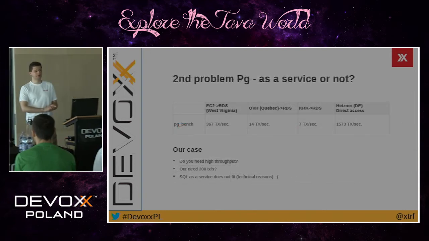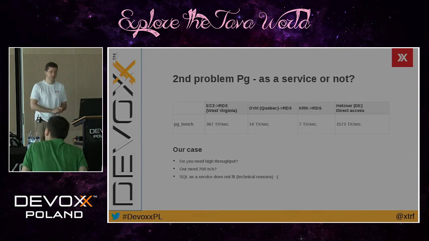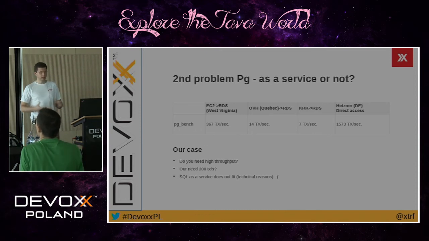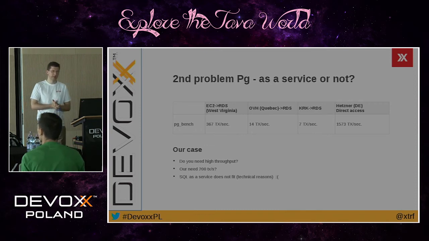Second problem, SQL as a service. Let's say PostgreSQL as a service. We started with Amazon RDS, really cool piece of technology. You can click out your infrastructure, SQL infrastructure, within seconds, like set up master and slave database really fast. However, the problem is performance in this case, right? So we built such infrastructure just for the sake of testing and started benchmarking it.